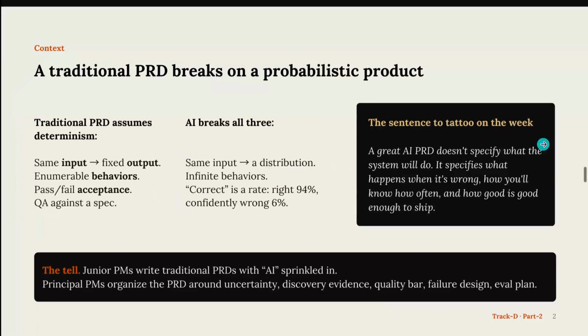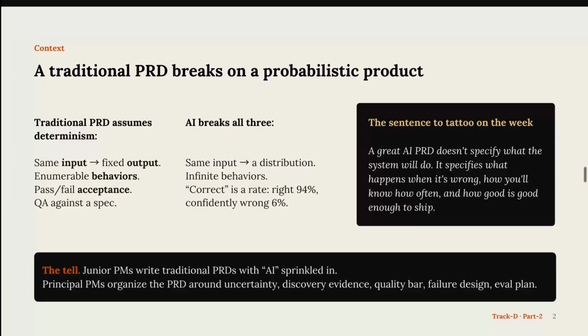So what are we going to look at? Today we are going to break down the traditional PRD on a probabilistic product. We are going to see how it's not sufficient. Though it provides certain structure, there are a lot of components missing.